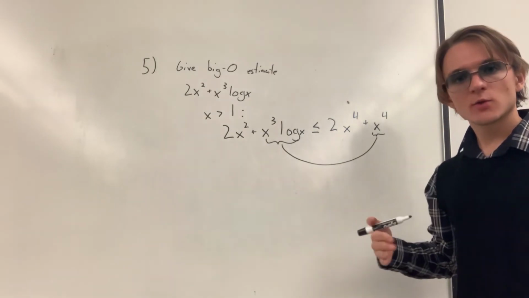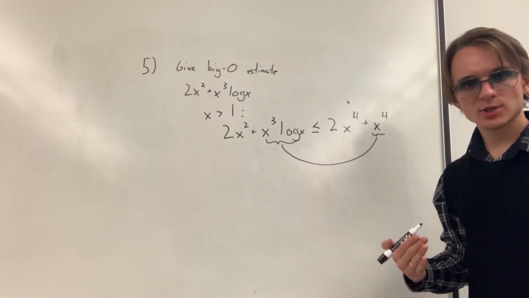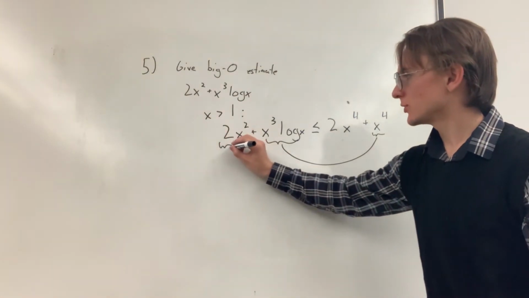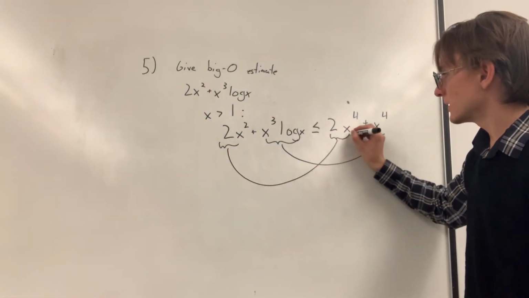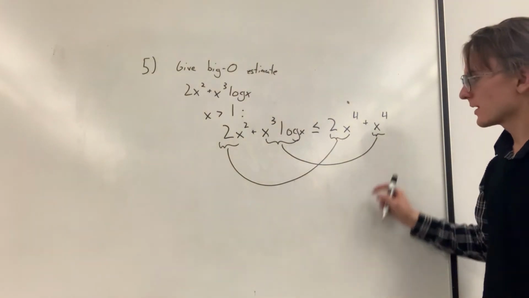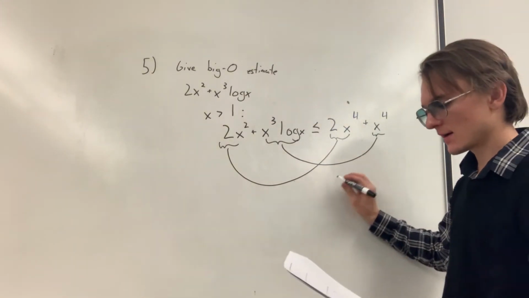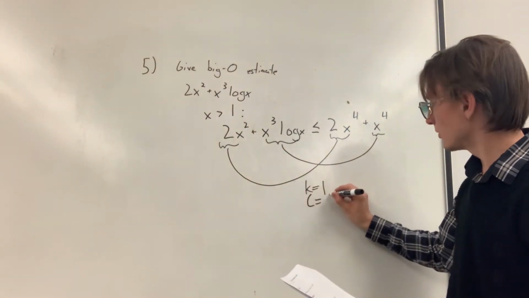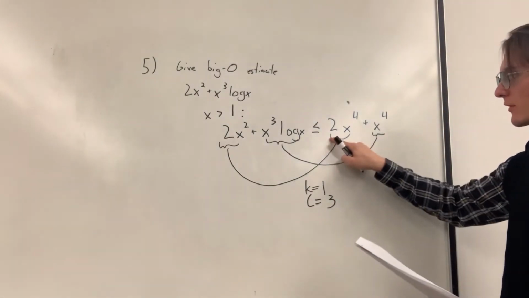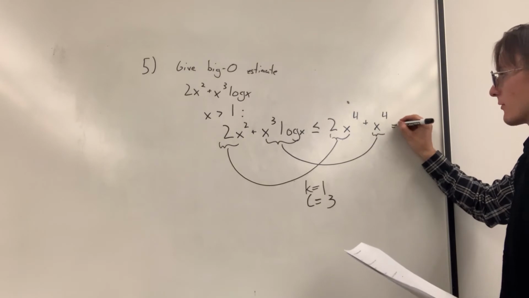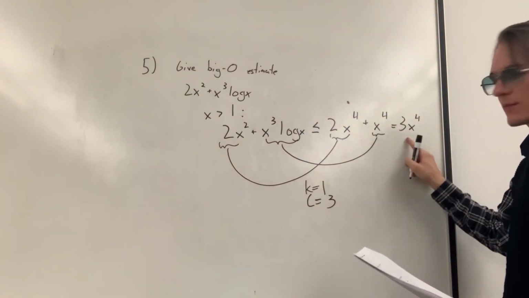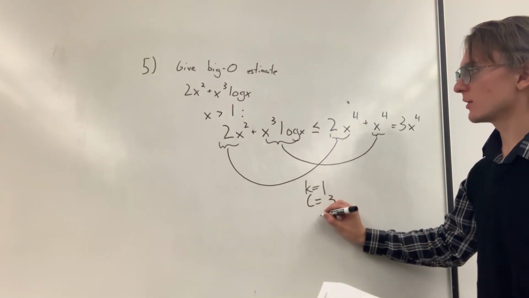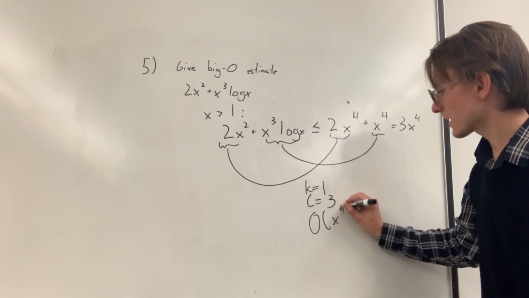2x squared, the growth rate of 2x squared is increased to try to match the most quickly growing component of the expression, that being x to the power of 4. So, 2x squared, the exponent is increased to match the exponent here. Okay, so we know that this holds true. Therefore, when k is equal to 1, coming from here, and c is equal to 3, coming from 2x to the power of 4 plus x to the power of 4 being 3 times x to the power of 4, that's where c came from, we have that 2x squared plus x to the power of 3 log of x is big O x to the power of 4.